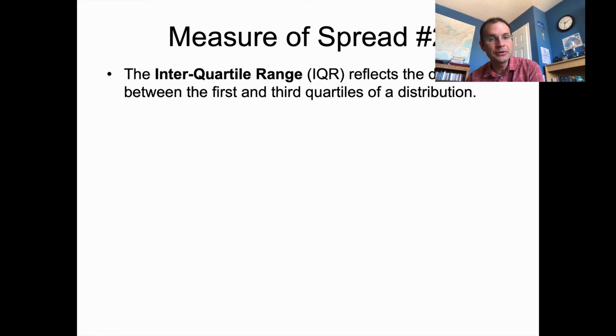Measure of spread number 2 is also a range. It's called the interquartile range, and that reflects the difference between the first and third quartiles of a distribution.